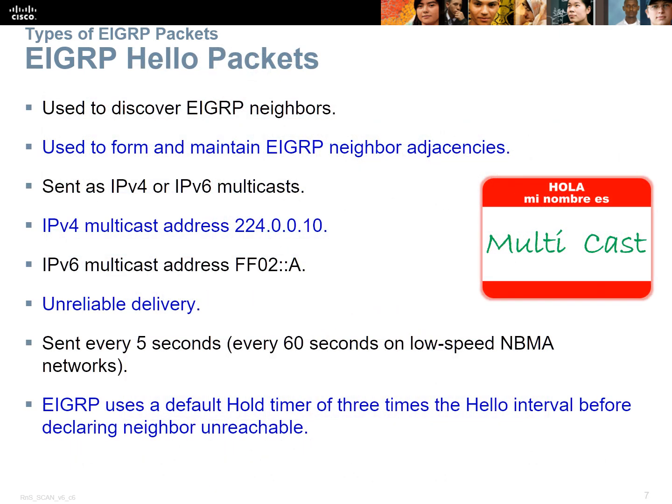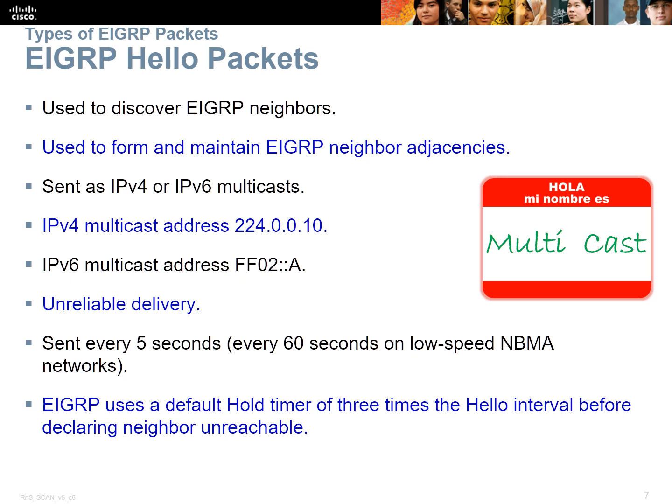EIGRP uses multicast. So RIP version 1 uses broadcasts, RIP version 2 uses multicasts. EIGRP uses multicasts. So RIP uses 224.0.0.9 and EIGRP uses 224.0.0.10. And thankfully, when you're looking at the difference between IPv4 and IPv6, you don't have to memorize the IPv6 address, because 224.0.0.10 is equivalent to FF02::A.